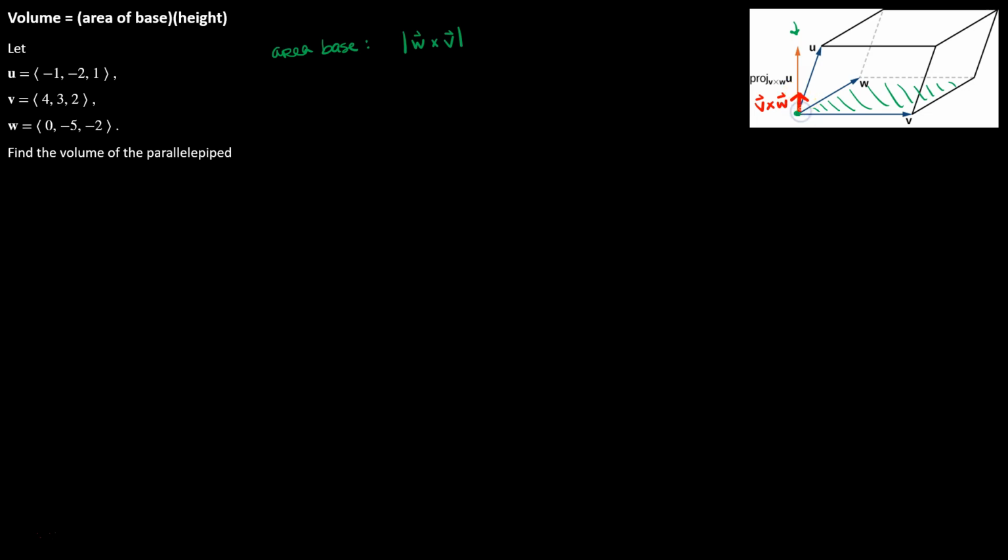To find the height, we're going to take the projection of the vector U onto the cross product. So we'll take the shadow of U onto that cross product to create the height value that we need. So the height is going to be the magnitude of the projection of the vector U onto V crossed with W. Multiply those two things together and we'll find the volume of our parallelepiped.